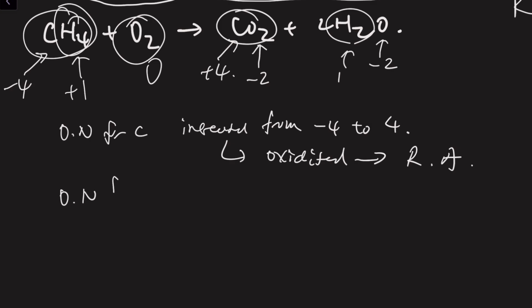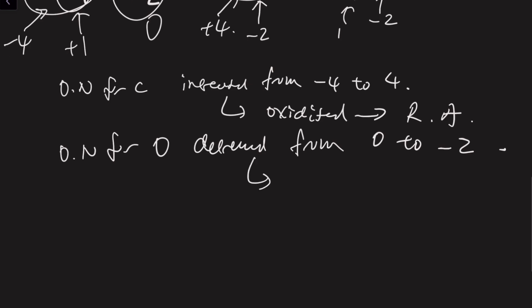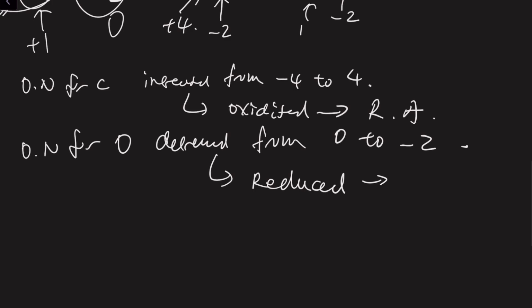Oxidation number for oxygen decreased from 0 to -2. So this is reduced, meaning it must cause other species to be oxidized. So it is the oxidizing agent.